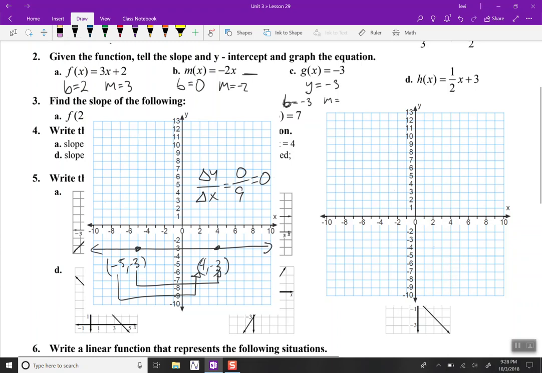And our last one, our y-intercept is 3. Our slope is 1/2. So y-intercept of 3, slope of 1/2: up 1, right 2, up 1, right 2, up 1, right 2, down 1, left 2, down 1, left 2, down 1, left 2, and we graph it.